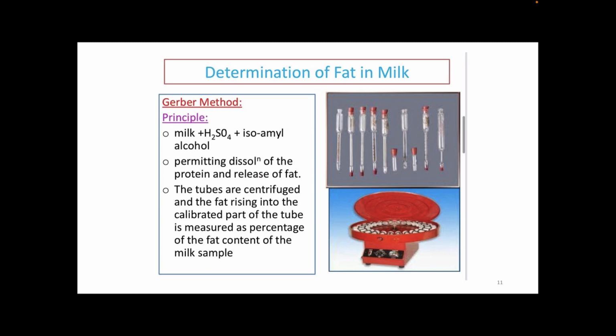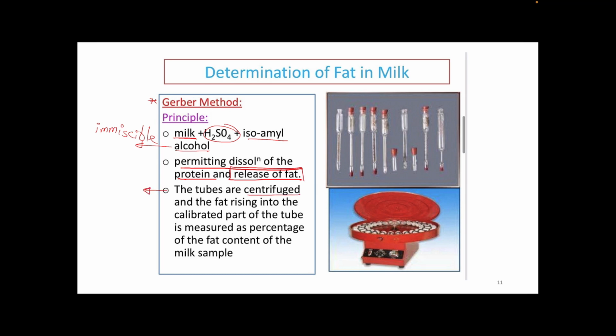What about determination of the fat present in milk? The fat can be determined by two methods. Method number one is Gerber's method. Gerber's method is based on reacting milk with sulfuric acid and isoamyl alcohol, that's an immiscible alcohol, with water or with milk, of course, because milk is aqueous in nature. This reaction allows the dissolution of protein and release of fat. So we get rid of proteins by dissolving them and fat remains.